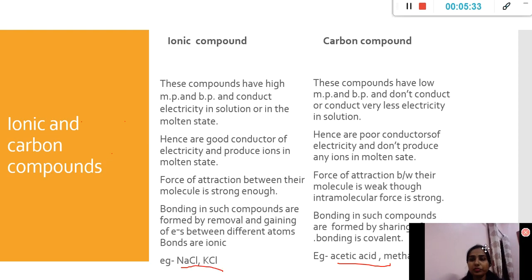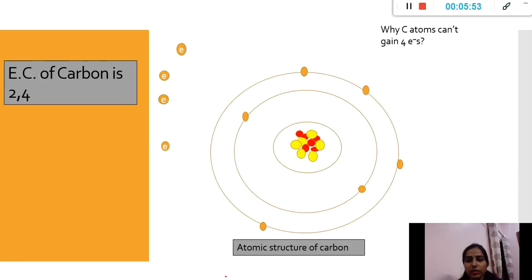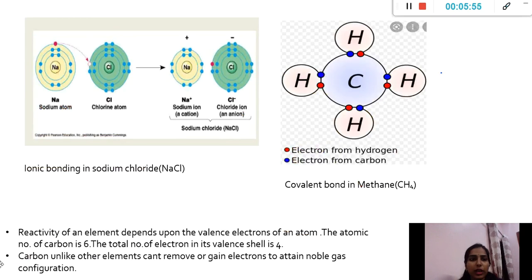Here you can see the ionic compound, for example, sodium chloride. Sodium, as we all know, is a metal, and what is the atomic number of sodium? Sodium's atomic number is 11.